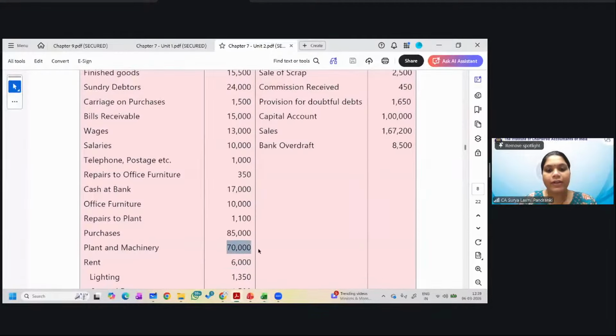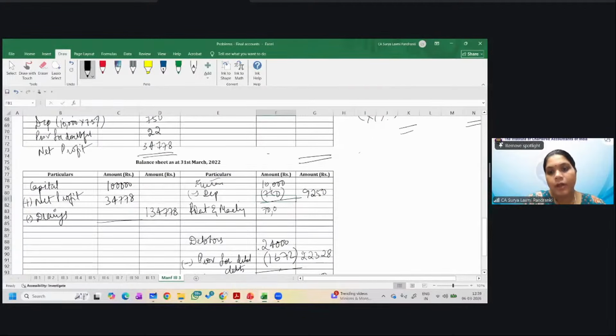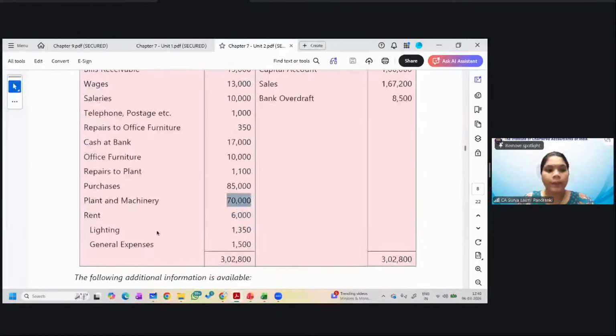Plant and machinery is 70,000. And we had a depreciation of 7,000. So this will be 63,000. Correct? Plant and machinery is 63,000. Office furniture is 9,250. Okay. Rent is done. Lighting and general expenses all are done.